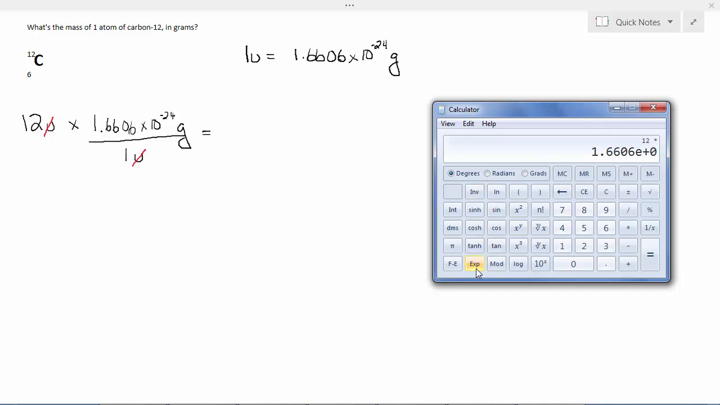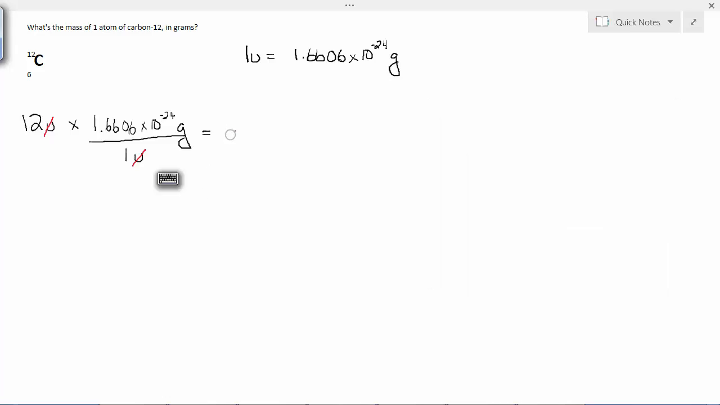On your calculator, you're going to want to learn where the EXP or capital E button is. Negative 24. Do it on the computer, it actually shows me all the decimal places. So I'm going to write this in: 1.99272 times 10 to the power of negative 23 grams. That's the mass of a single carbon atom, and that's great.